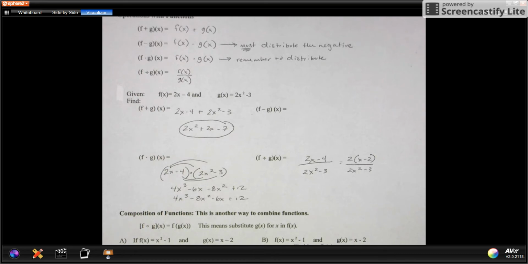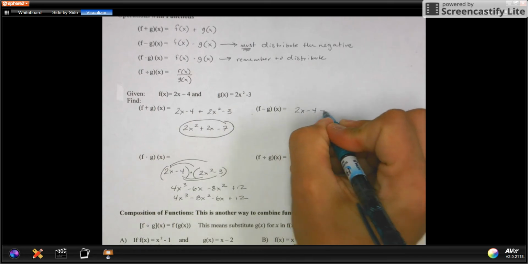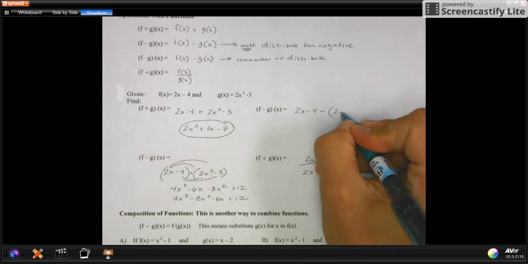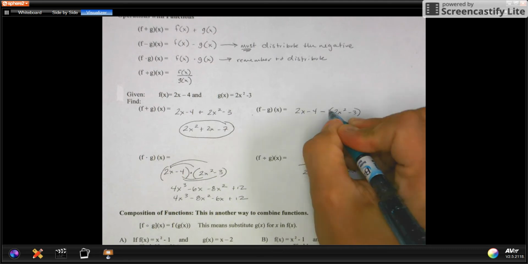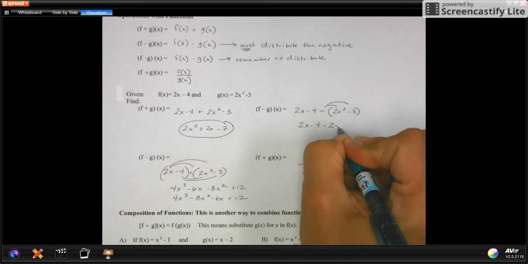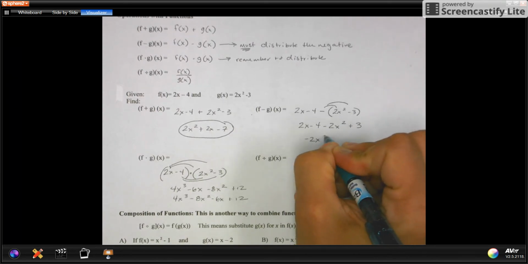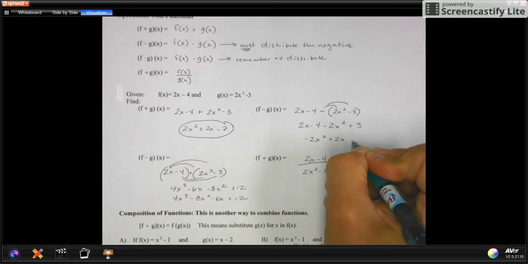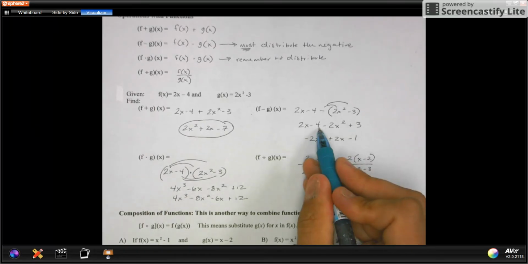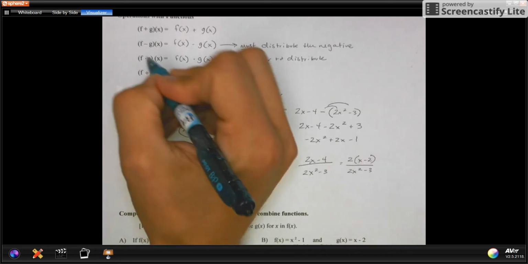Now, like I said, the one thing we have to pay attention to is subtraction. So I have 2x minus 4 minus, but then I've got to think about this in parentheses. So I've got to distribute that negative. So I have negative 2x squared plus 3, when I combine the negative 4 and the 3 to get negative 1. So again, this is the tricky one.